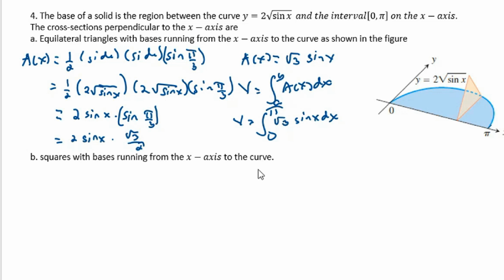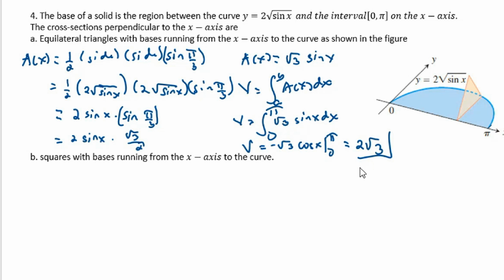After that, we are going to integrate. We have the square root of 3, and the integral of sine x is negative cosine, so we can write down negative square root of 3 times cosine x, evaluated from 0 to pi. Using the fundamental theorem of calculus, the volume becomes 2 square root of 3. That's the answer for letter A.